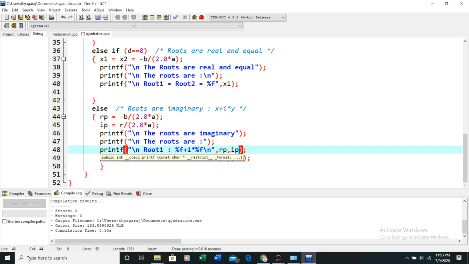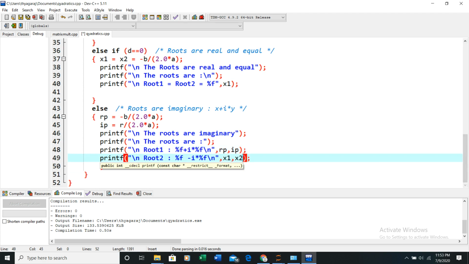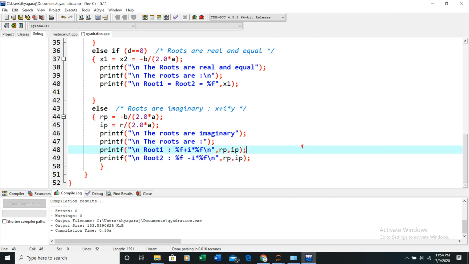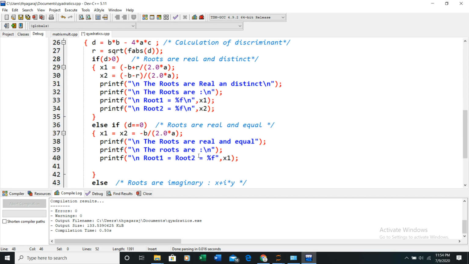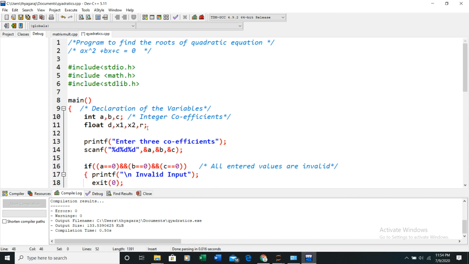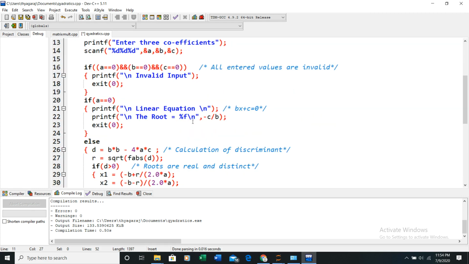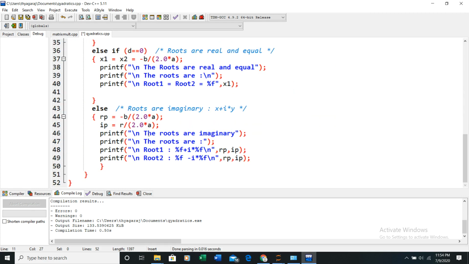Variables should follow a proper naming convention. It must have proper names: real part, imaginary part. Therefore, we have to declare here real part, comma, imaginary part. Okay, this is how to develop a C program for computing the quadratic equations.